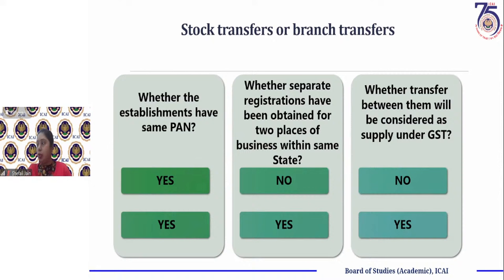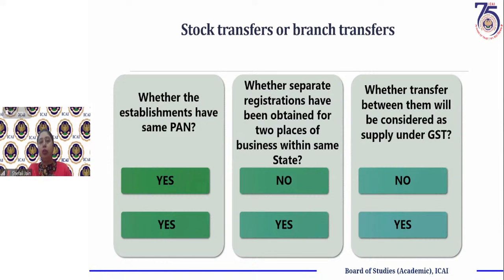Can you register multiple states with the same PAN? Yes, that is what I was telling, that registration under GST is PAN-based. So I have the same PAN, I am operating in 15 or 20 different states. With this same PAN, I can obtain different registration numbers in different states. If I have different registration numbers and any transaction is carried out between them, then that transaction without consideration will also be considered to be a supply.